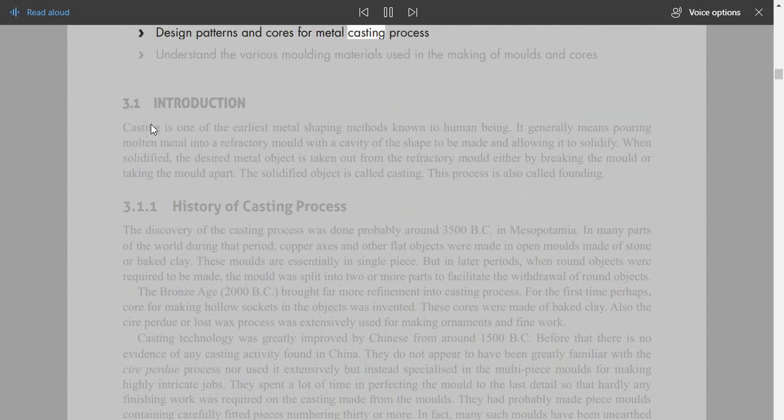Design patterns and cores for metal casting process. Understand the various molding materials used in the making of molds and cores.